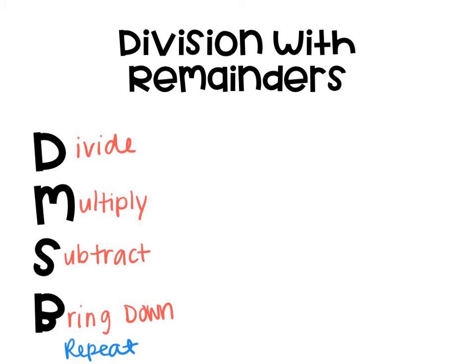Now today's lesson is a little bit different because we're going to be looking at what we do when we have a remainder. So if I have a remainder, that means that my divisor doesn't fit evenly into my dividend, which means that I'm going to have some left over.